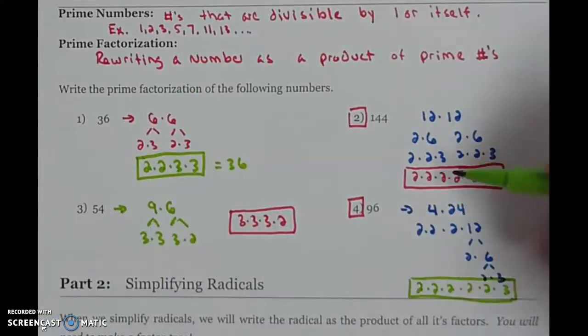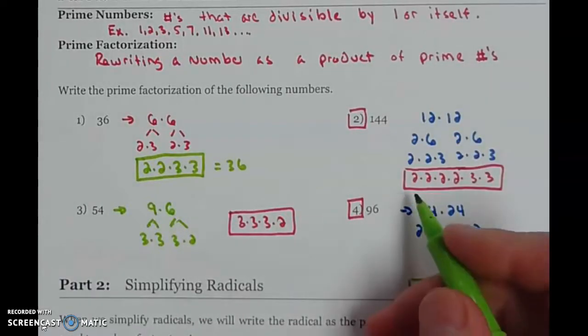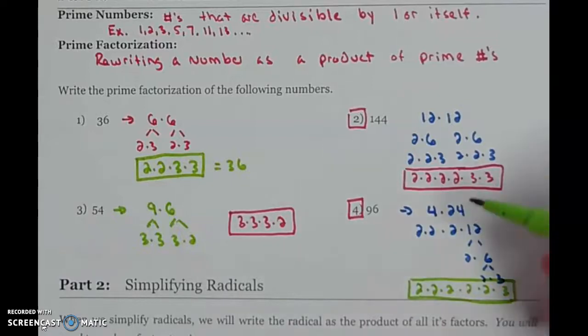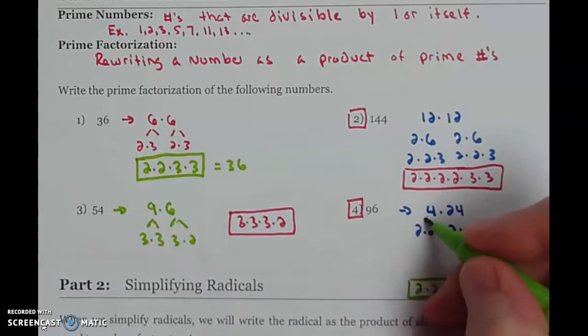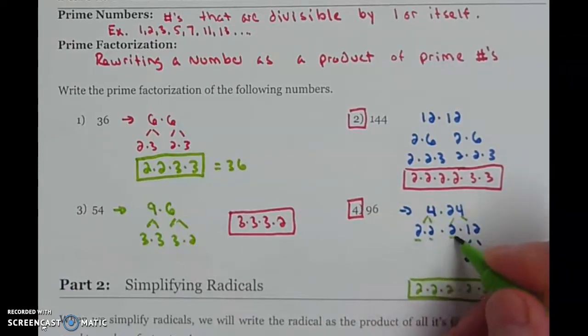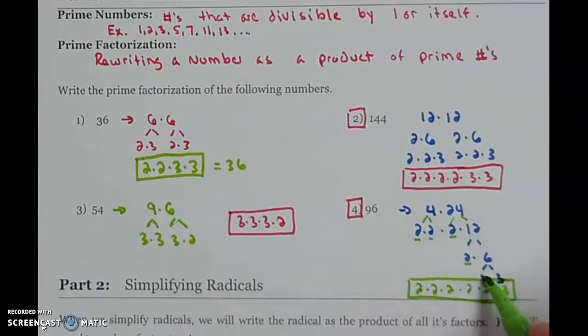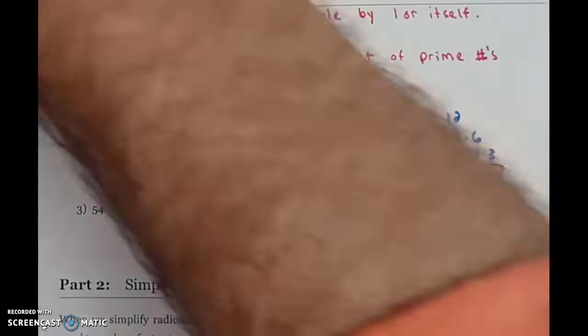Alright, so for number 2, I got 2 times 2 times 2 times 2 times 3 times 3. If you were to multiply all those together, you get 144. When I look at 96, I broke it down to be 4 times 24, which 4 broke down to be 2 times 2. When I look at 24, I got 2 times 12. That 12 breaks down to be 2 times 6. So these are our prime numbers so far. When I look at 6, it's 2 times 3. So I got 1, 2, 3, 4, 5 2s, and then a 3. Hopefully that's just a quick reminder of what you guys have done previously.